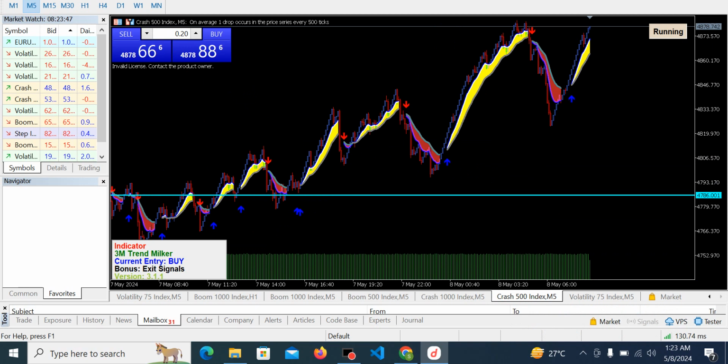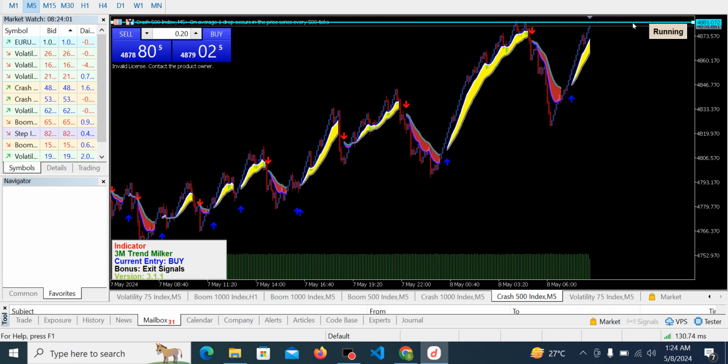Okay guys, lastly, let's check out Crash 500. This is Crash 500. It had been on an uptrend right from the support zone. You can see it buying and buying, and it has got into this resistance zone, had a pullback and went back there. Okay guys, at the moment it is at this resistance zone. If it breaks out above it, it will keep on buying, but if it does not, it will start selling.